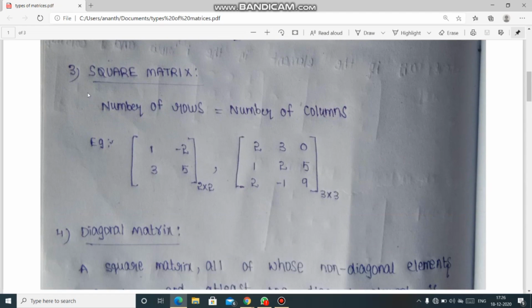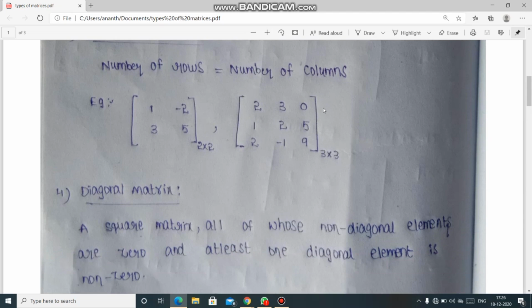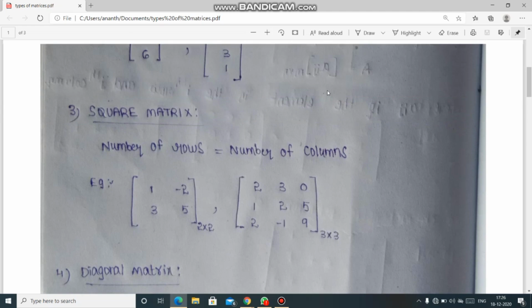And the third one is square matrix. When the number of rows is equal to the number of columns, it is called a square matrix. For example, 1, minus 2, 3, 5. It is a 2 by 2 matrix, meaning this matrix has 2 rows and 2 columns. Hence it is a 2 by 2 matrix and also a square matrix. When the number of rows is equal to the number of columns, that matrix is called a square matrix.